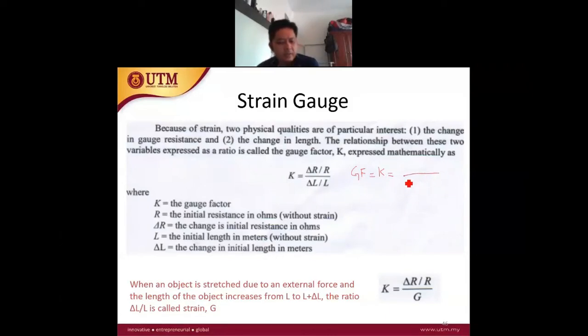actually the ratio of the relative change of the resistance to the relative change of the total length, or the mechanical strain. The relative change of the resistance is written as delta R over R. And the mechanical strain, or the relative change of the total length, is written as delta L over L. So this is gauge factor.